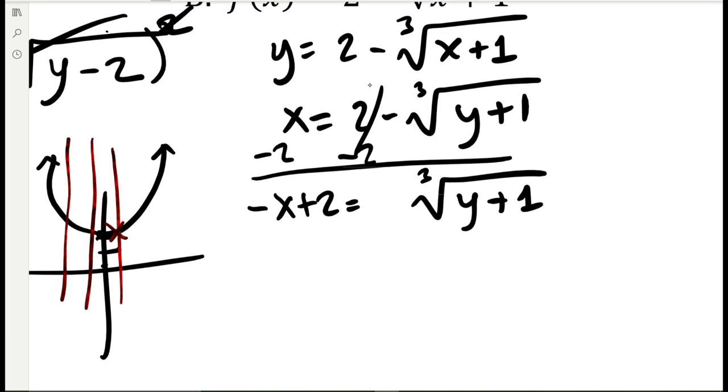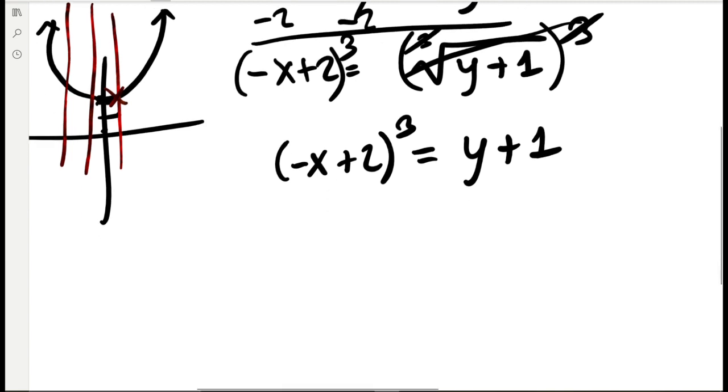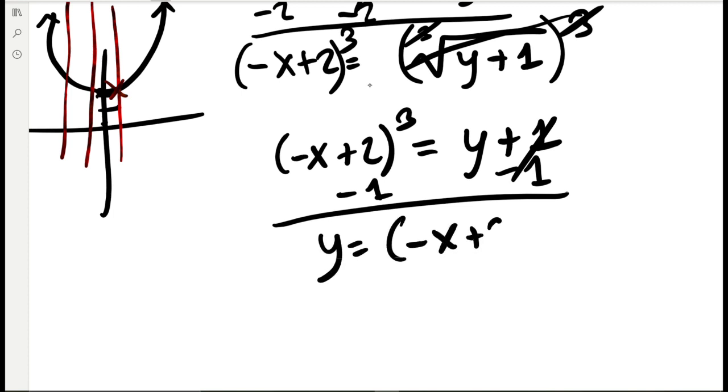And then the only way to get rid of the cube root is to do the cube operation, because they're opposites. So now they'll cancel out with the radical. I have to do the same thing on this side. Now we have this cubed equals y plus 1. Then I'm going to subtract 1 on both sides, and I'll get the equation of my inverse. I went ahead and put y first instead.